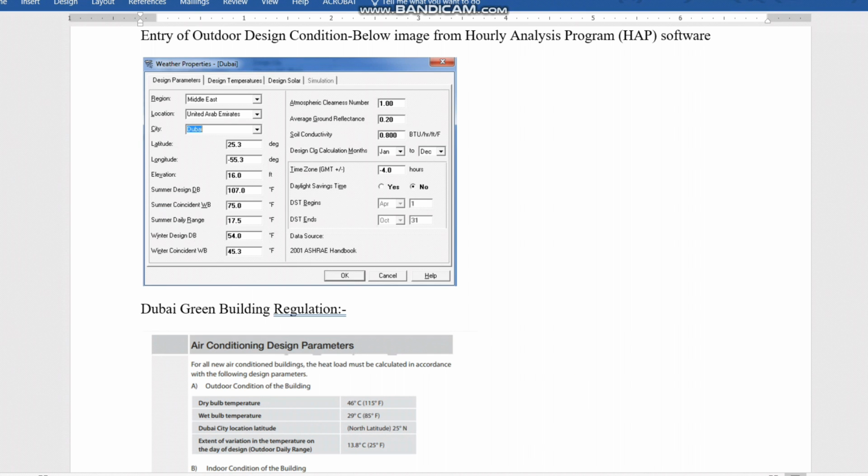So the next one, you can see the particular value mentioned in the Dubai Green Building, that is the latitude. Same as in HAP, they have given 25 degrees north. This also will affect one thing, that is the heat load, because you know the sensible load will come from the people, lighting, the equipment, like that. But coming to the other load, it will come from the exposed wall, the glass, this type of thing. So we need to consider the latitude also, because there is one more thing.